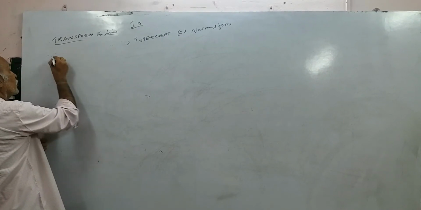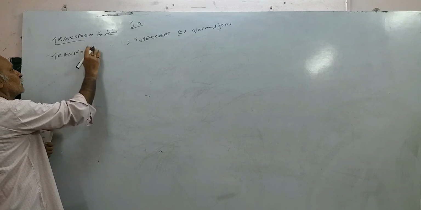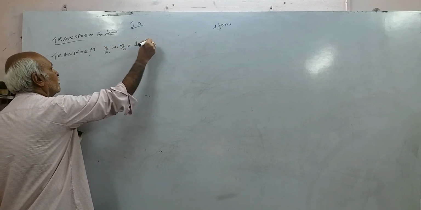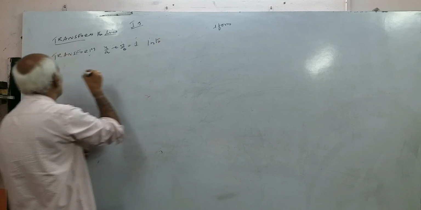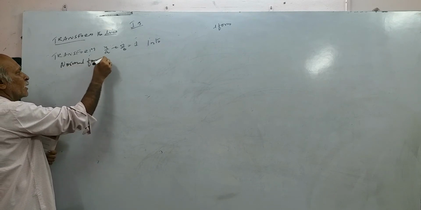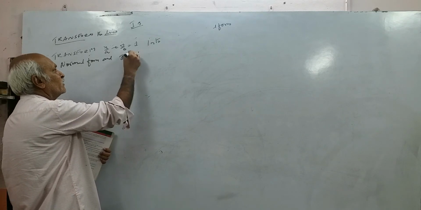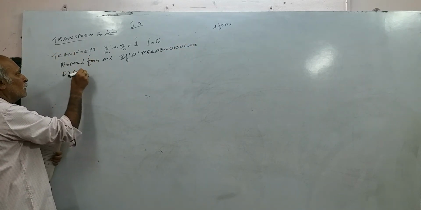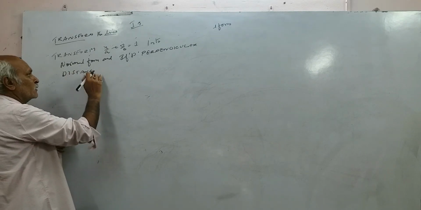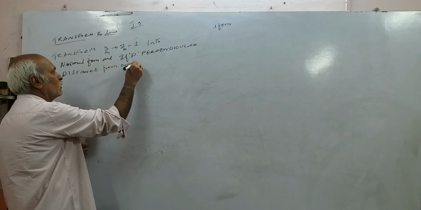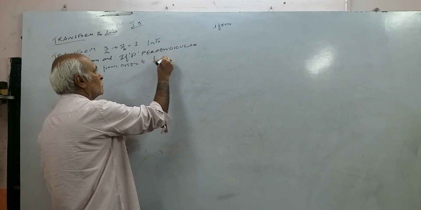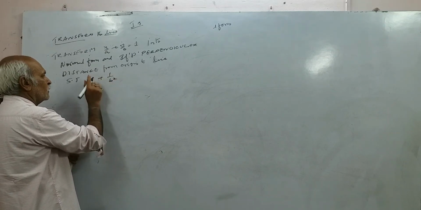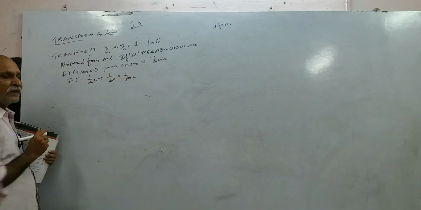Next, transform x by a plus y by b is equal to 1 into normal form, and if p is the perpendicular distance from the origin to the line, then show that 1 by a square plus 1 by b square is equal to 1 by p square. Okay, this is also very, very important, sir. Now, solution.